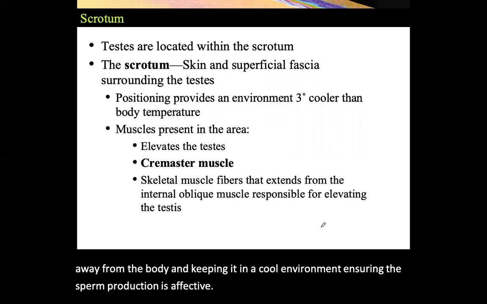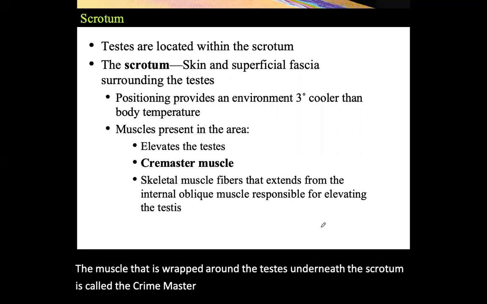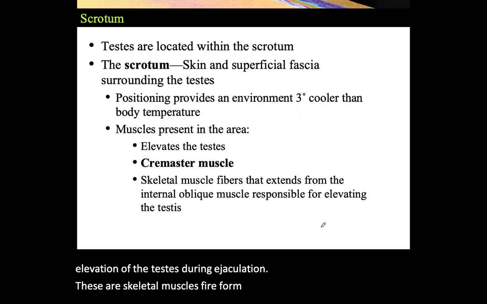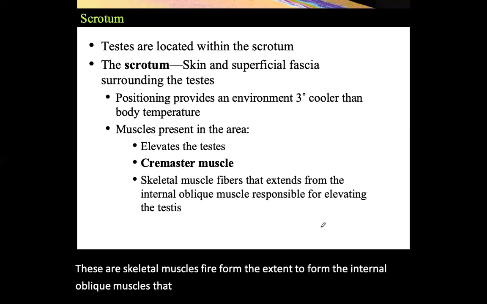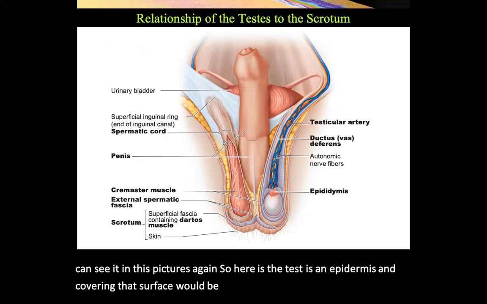The muscle that is wrapped around the testes underneath the scrotum is called the cremaster muscle, and these muscles allow for the elevation of the testes during ejaculation. These skeletal muscles extend from the internal oblique muscles and are responsible for elevation of the testes. And you can see it in these pictures again. So here are the testes and epididymis, and covering that surface would be the cremaster muscle.